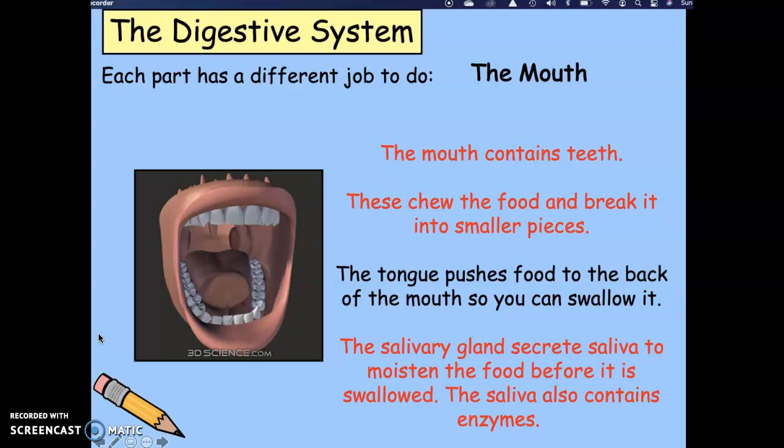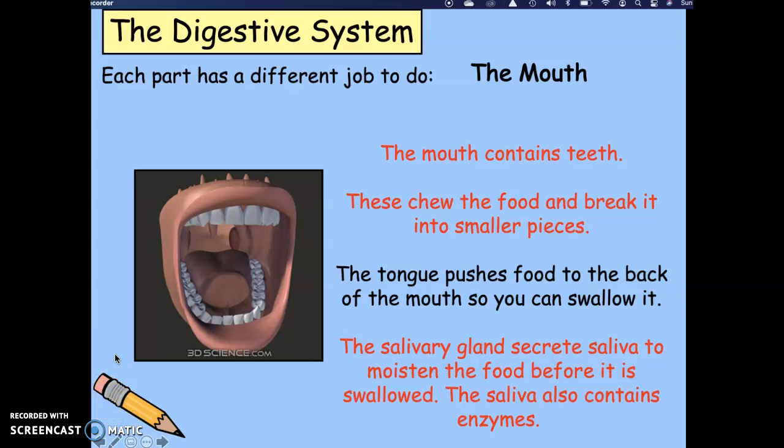Now, the tongue helps to swallow by pushing the food to the back of our mouths so we are able to swallow it. At the same time, the salivary glands secrete saliva to moisten the food before it is swallowed. This saliva also contains enzymes. Now we want the food to be nice and moist so that it is easy to swallow and that we don't choke on it. The saliva, as I said, also contains enzymes, and it's these enzymes that also help to break the food into smaller pieces.